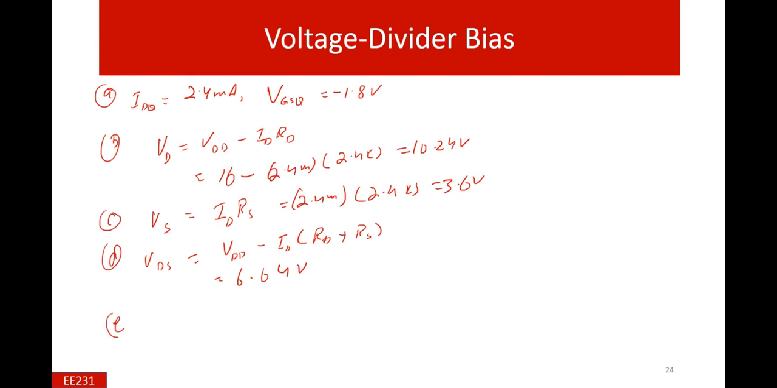And similarly in part E we want to find the value of VDG, which is equal to VD minus VG, that is 10.24 minus 1.82, equal to 8.4 volt. And these are the results we find for the voltage divider circuit.